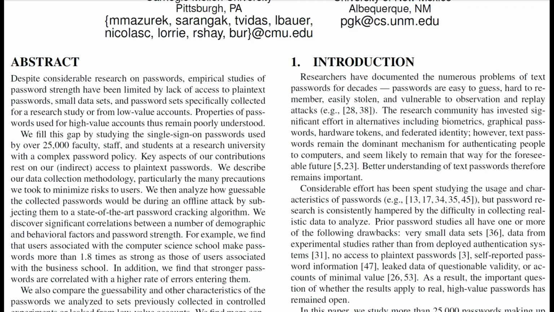Now, this introduction also very nicely follows the novelty moves. And the first paragraph is devoted to significance. So some key significance phrases are: researchers have been doing this for decades, and this indicates why it is important. The research community has invested significant effort. And better understanding of text passwords therefore remains important. So these are keywords that are really saying, hey, we need to study this.